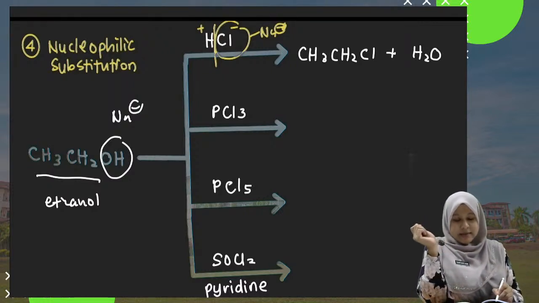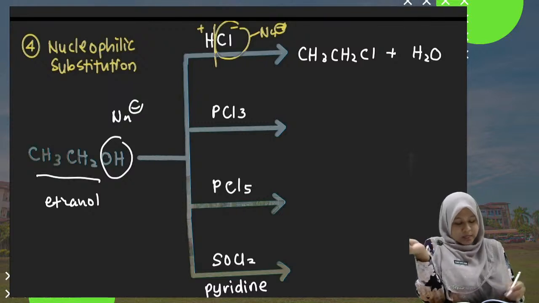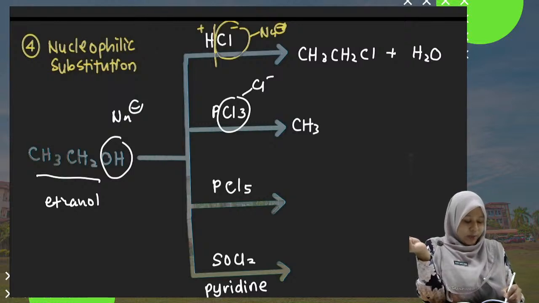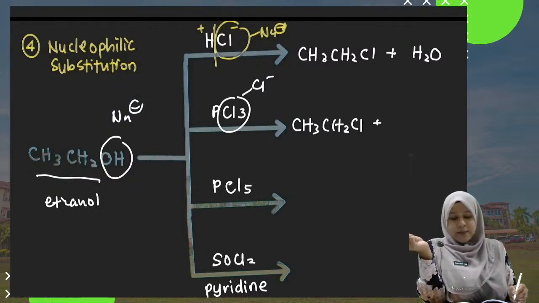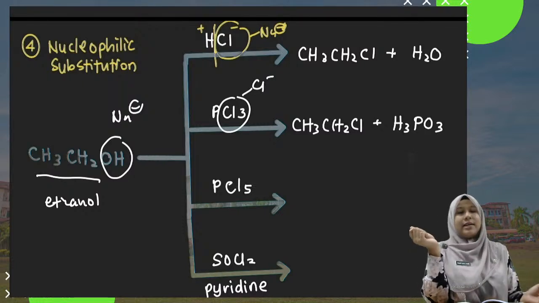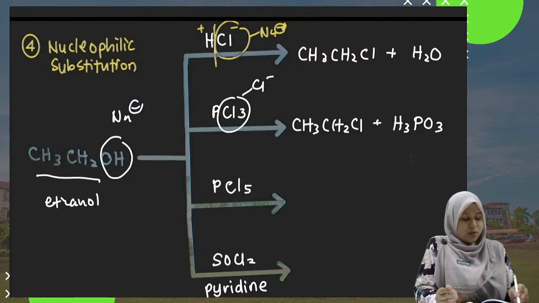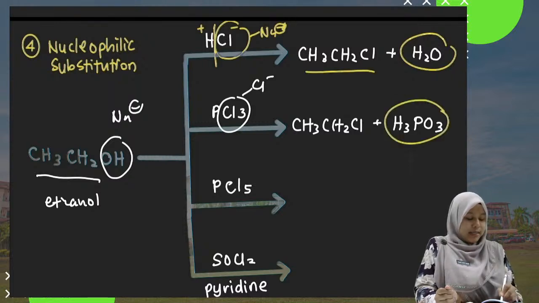Okay, seterusnya bila kita react dengan PCl3, jadi yang masuk sama juga, nucleophile dia adalah Cl-. So dia akan dapat kat sini chloroethane, CH3CH2Cl, dengan side product dia adalah H3PO3. Okay, yang ni dia punya side product. So beza yang ni. So main product dia sama.